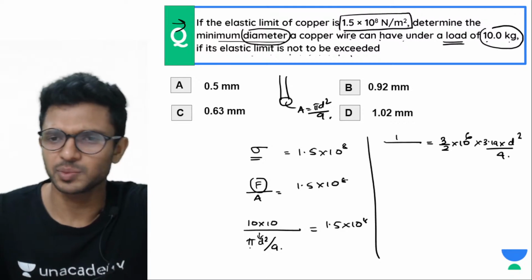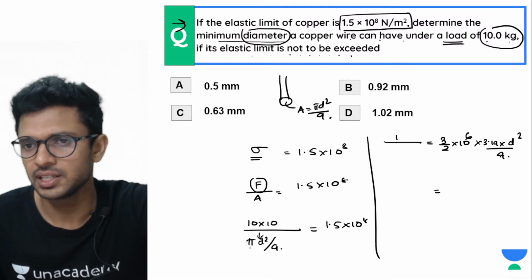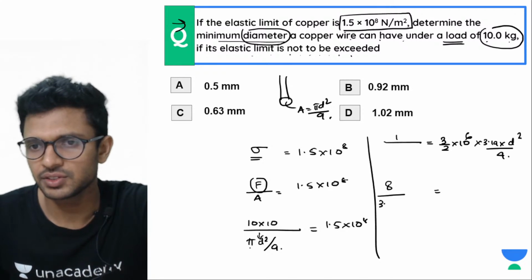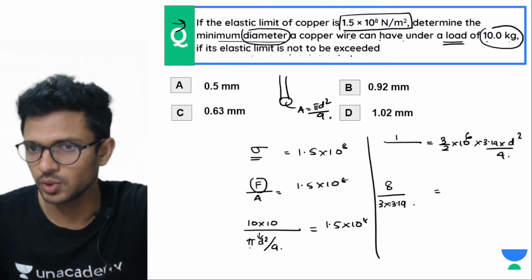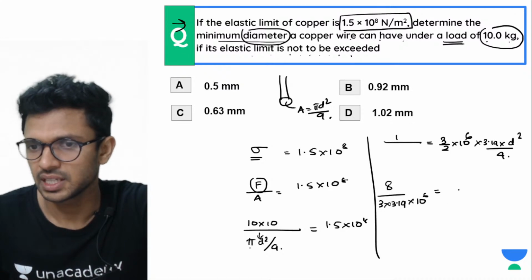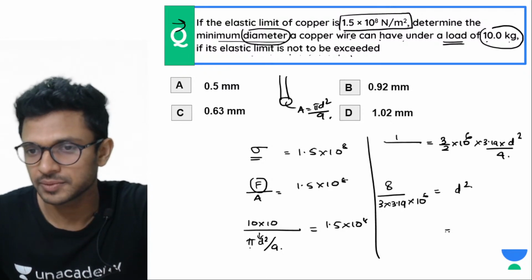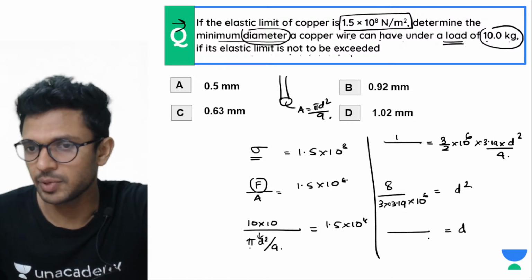Okay, cross multiply कर ले फिर भी. Okay, this 4 into 2, 8 will go up, whole divided by 3 into 3.14. This 10 power 6 will be coming to the bottom. This is d square. Okay, take the square root. d will be 10 power 6 का square root हो जाएगा 10 power 3.